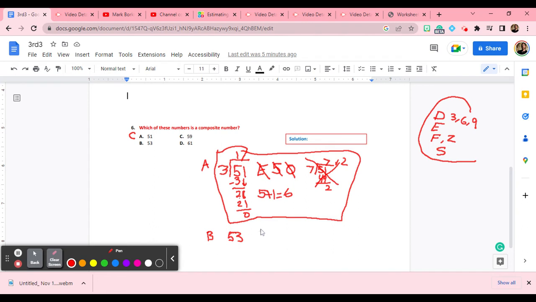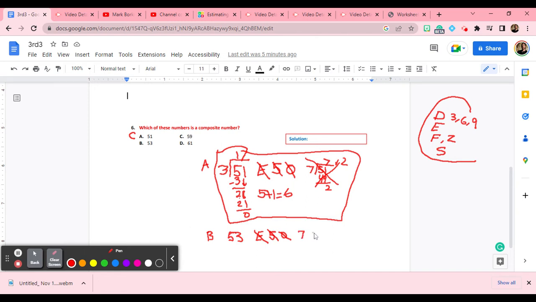So 53, is 53 even? No, it's not. Does it end in 5? No, it does not. Does it end in 0? It does not. Is it divisible by 7? Well, we just went through this, but let's try again.